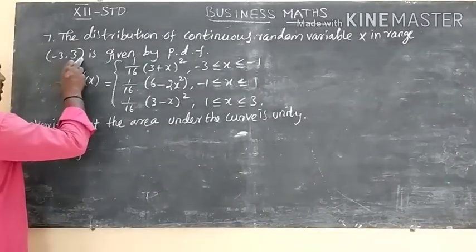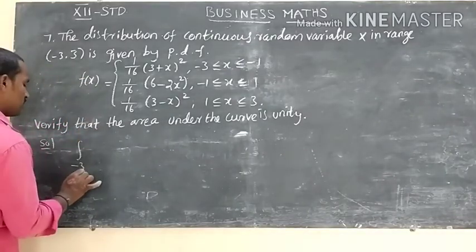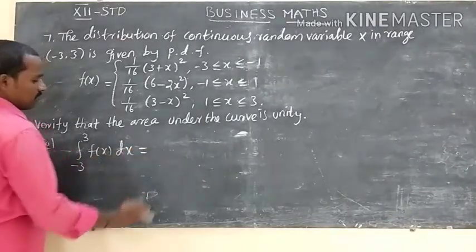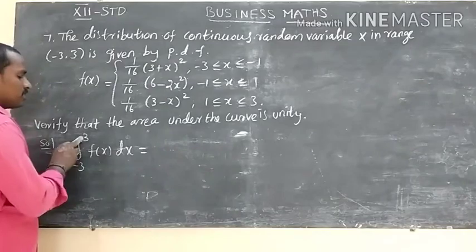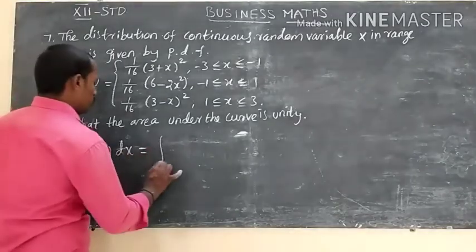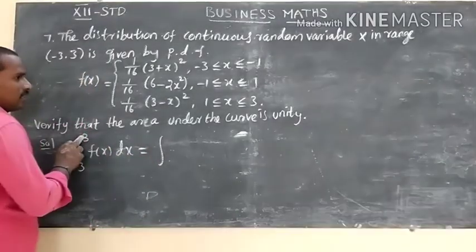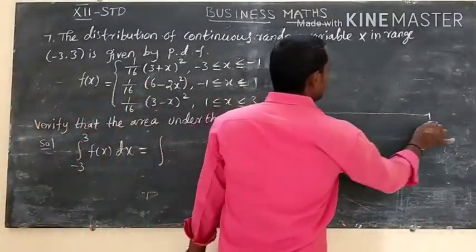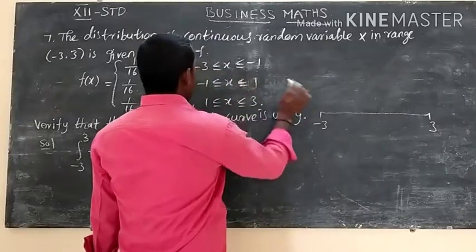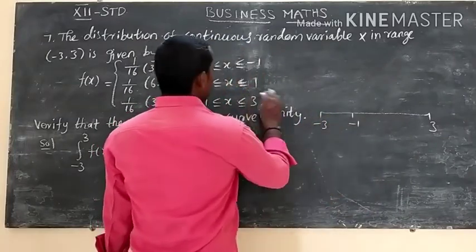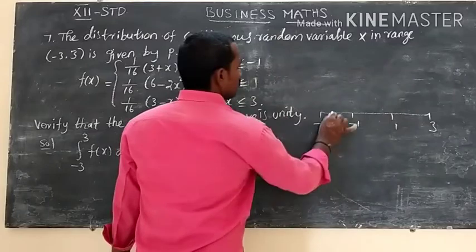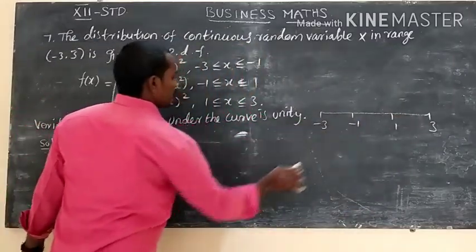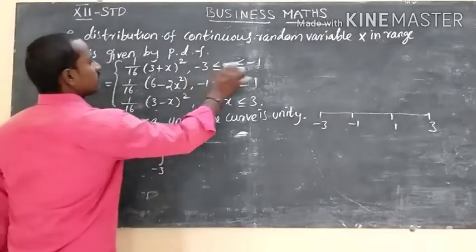Integral. The range is minus 3 to plus 3. Integral from minus 3 to plus 3 of f of x into dx. Split the interval. Minus 3 to plus 3, we have minus 1 and plus 1. Okay. So we have 3 limit values. So first minus 3 to minus 1. Minus 3 to minus 1.